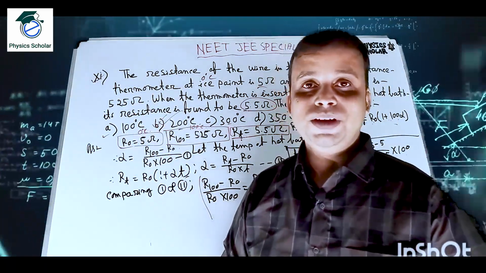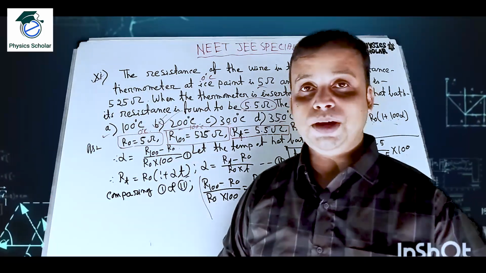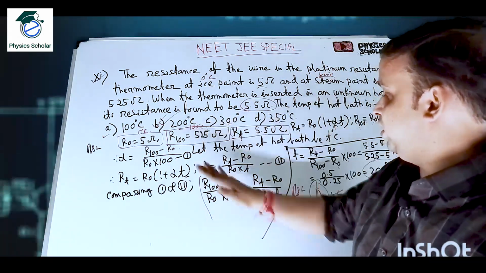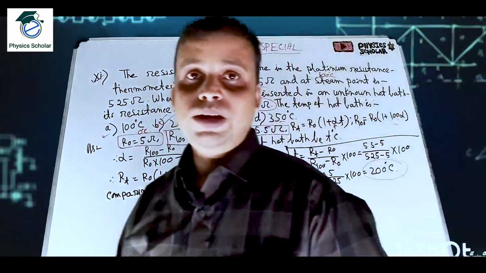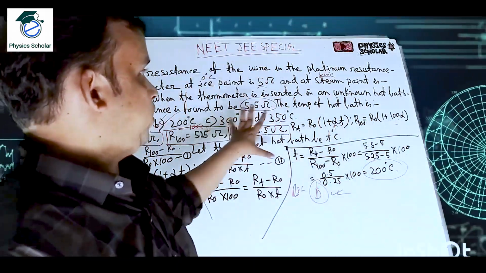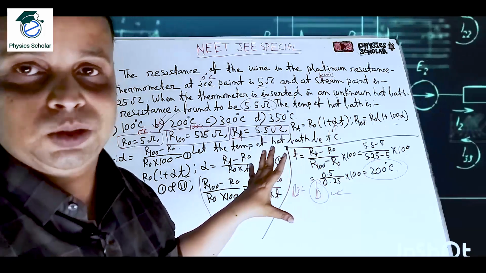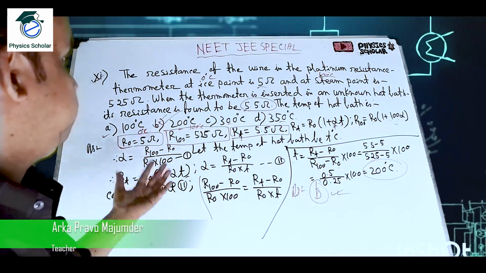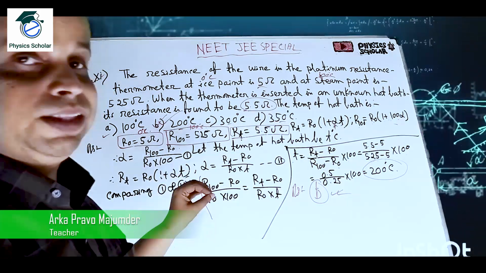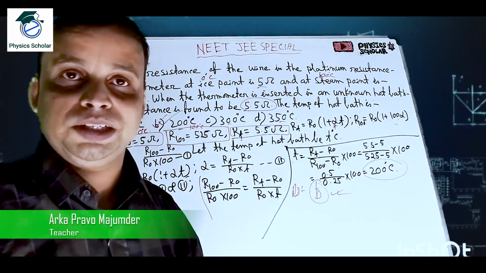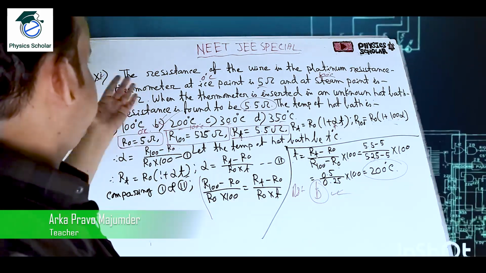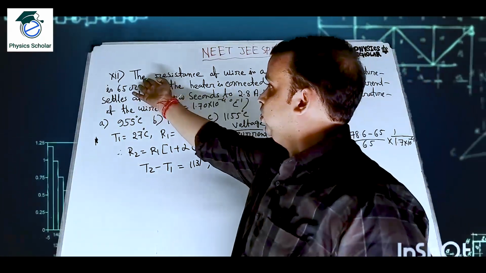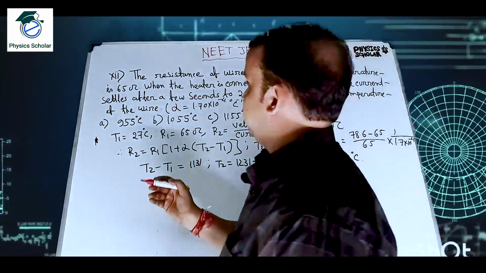Clear? So hope you have understood question number 11. The answer will be option B. I have written the answer also. So students, hope you have understood this sum. This type of sums used to come in the JEE and NEET examination. If you practice, then obviously it will help you a lot in the examination, believe me students. Now let us move to question number 12.